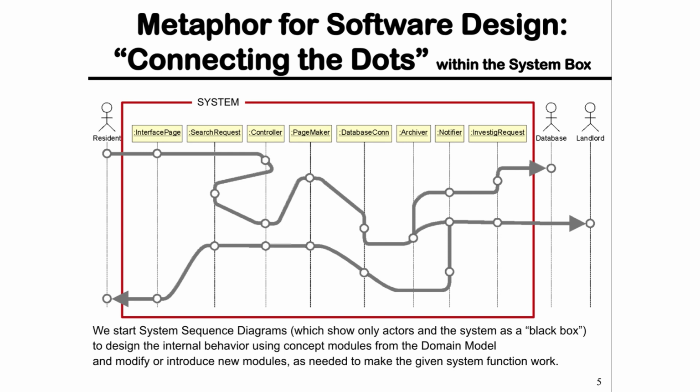those dots. So whenever we design or intend to design a software system, we first start with the system sequence diagram, which is a generic version of the system to be or the software to be. So the system sequence diagram shows only actors in the system as a black box, as we already said, and its purpose is to design the internal behavior using concept modules from the domain model.